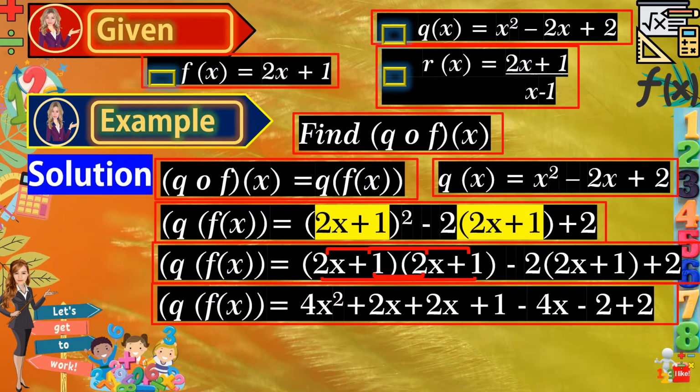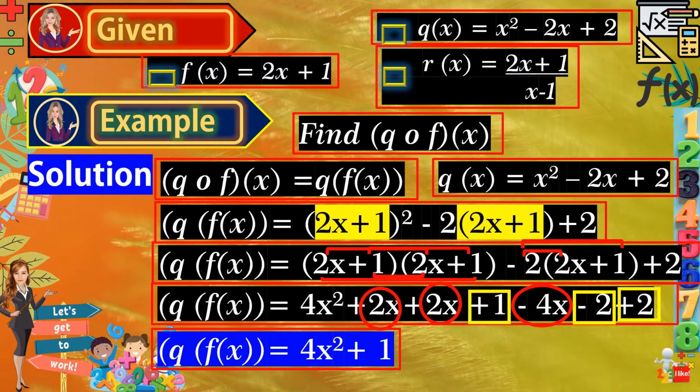For the distributive property, let us distribute negative 2 to 2x plus 1. The result is negative 4x and negative 2. Then, combining like terms, 2x plus 2x minus 4x, the answer is 0. For the constant term, 1 minus 2 plus 2, the answer is positive 1. So our q of f of x is equal to 4x squared plus 1.